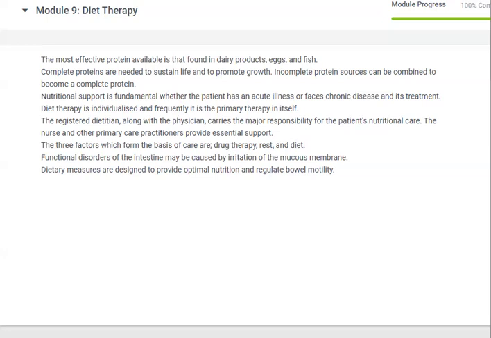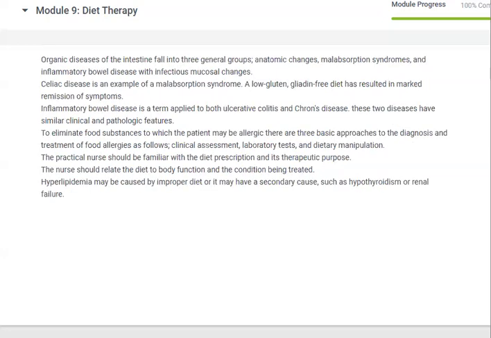Functional disorders of the intestine may be caused by irritation of the mucous membrane. Dietary measures are designed to provide optimal nutrition and regulate bowel motility. Organic diseases of the intestine fall into three general groups: anatomic changes, malabsorption syndromes, and inflammatory bowel disease with infectious mucosal changes. Celiac disease is an example of a malabsorption syndrome. A low-gluten, gliadin-free diet has resulted in marked remission of symptoms.